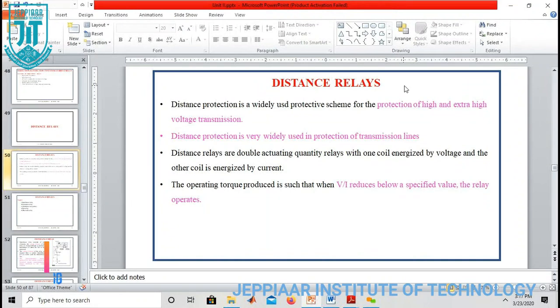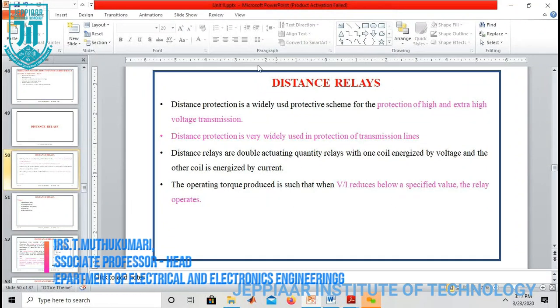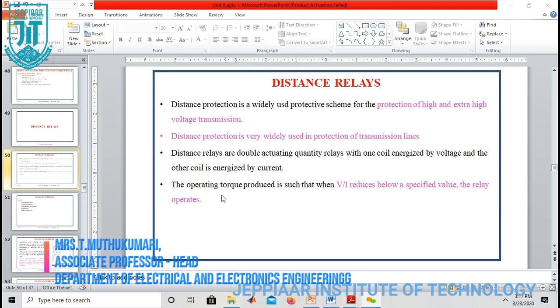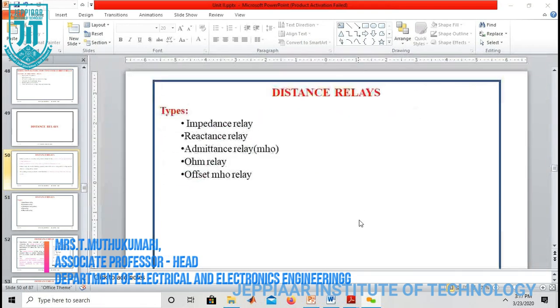So listen. Distance protection is mainly used for protection of transmission lines, and here we need two actuating quantities, that's why we call it a double actuating quantity relay. One coil is energized by voltage and another coil is energized by current, and here they check the value of V by I. If V by I reduces below a specified value, the relay will operate.